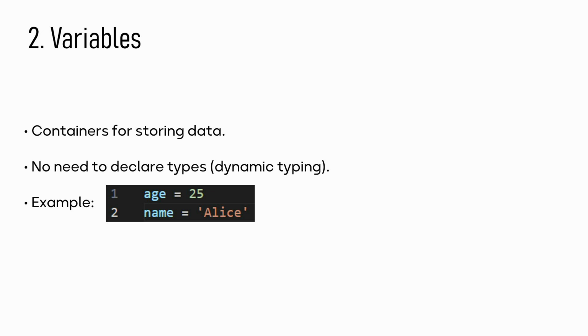Keep your variable names meaningful, and avoid starting them with numbers or using special characters like @ or %. Use lowercase letters and underscores to separate words. This is called snake case, and it's the Python standard.